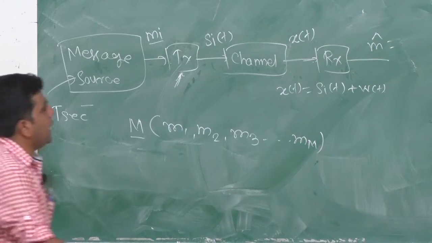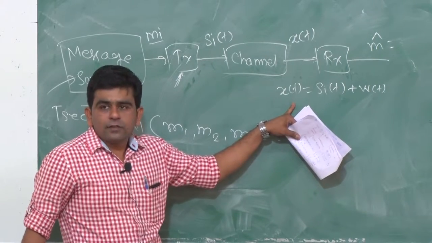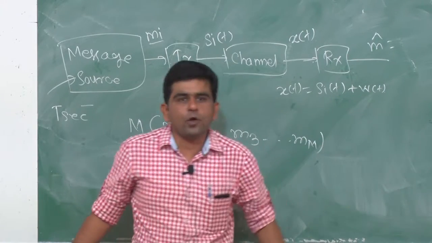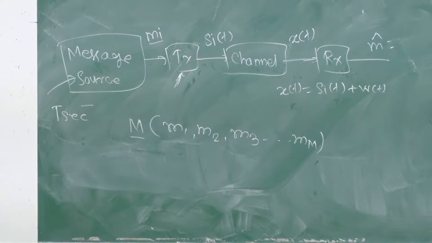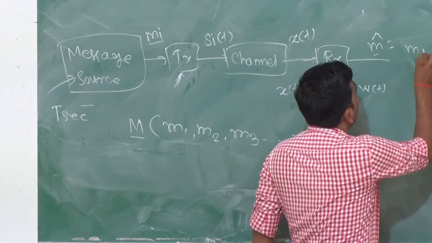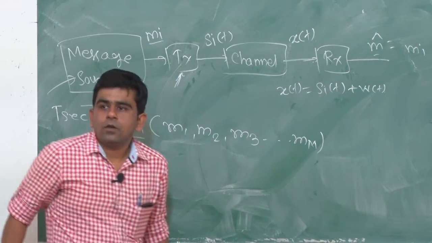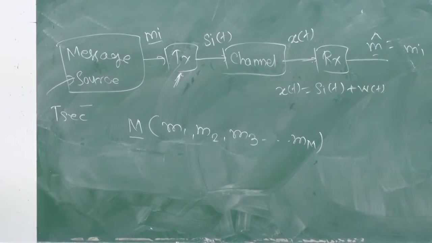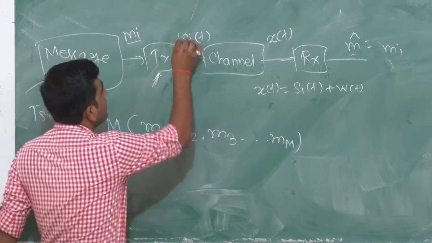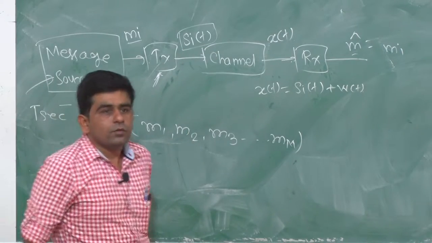At the receiver we will get X of t. This X of t is nothing but the combination of your desired symbols Si of t plus W of t. Here W of t is nothing but your additive white Gaussian noise with zero mean. And at the output we will get M cap. M cap is nothing but an estimate of Mi. Estimate of Mi.